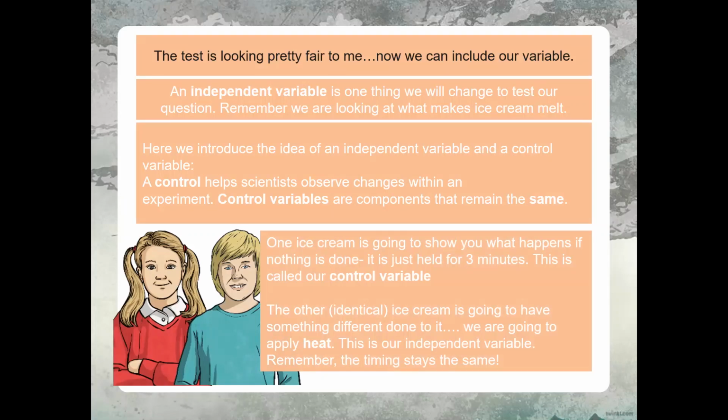A control variable helps scientists observe changes within an experiment. Control variables are components that remain the same. One ice cream is going to show you what happens if nothing is done. It is just held for 3 minutes. This is called our control variable. The other, identical ice cream, is going to have something different done to it. We're going to apply heat. This is our independent variable.